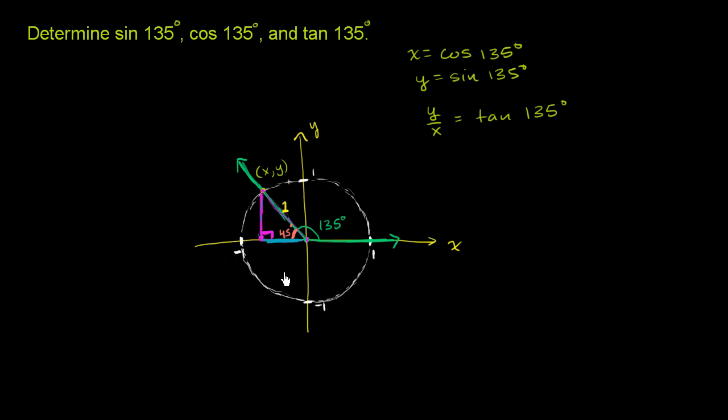Now my next question to you is, can you figure out the last angle in this triangle? We know that this one is a right angle. We know this is 45 degrees. Can you figure out what this top angle is right over here?